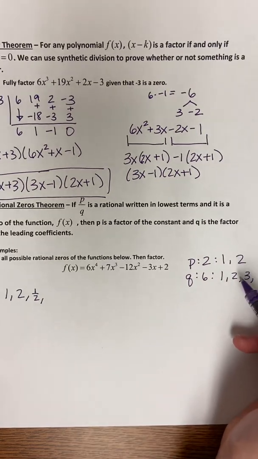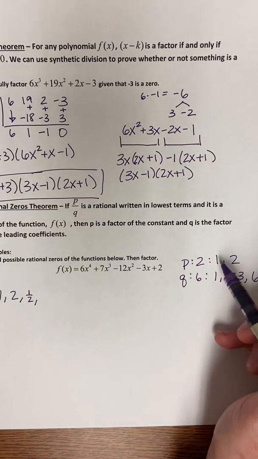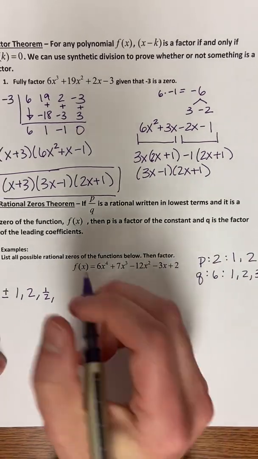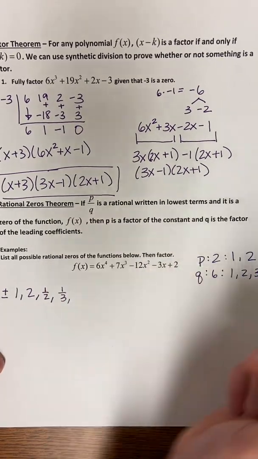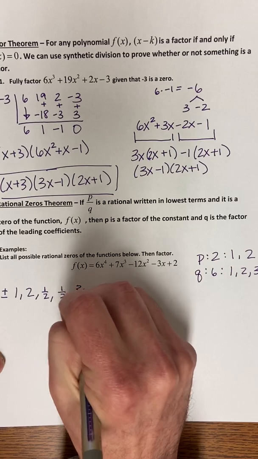2 divided by 2 is 1. We already have it listed. We don't need to do it again. 1 divided by 3 is 1/3. 2 divided by 3 is 2/3.